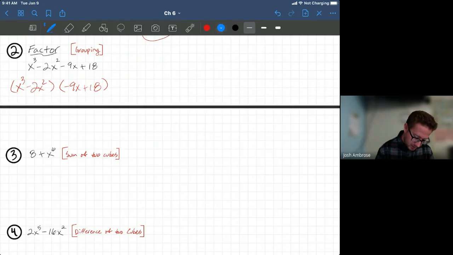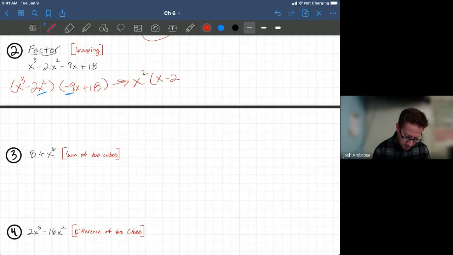So what I want you to see is that the x cubed minus 2x squared, they both share an x squared, meaning I can take x squared out of each of them. And the negative 9x plus 18, they share a negative 9. We can take a negative 9 out of each of those. So let's go ahead and rewrite this. We're going to factor out that x squared. And then what's left over is x minus 2. Okay? And then we're going to factor out the negative 9.